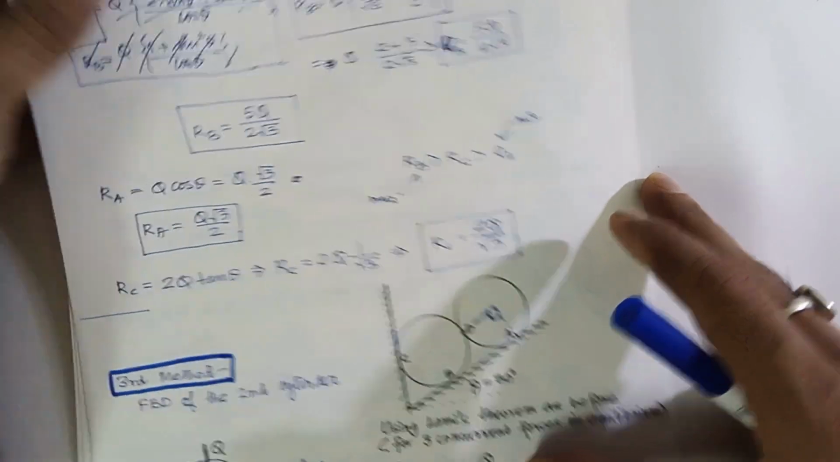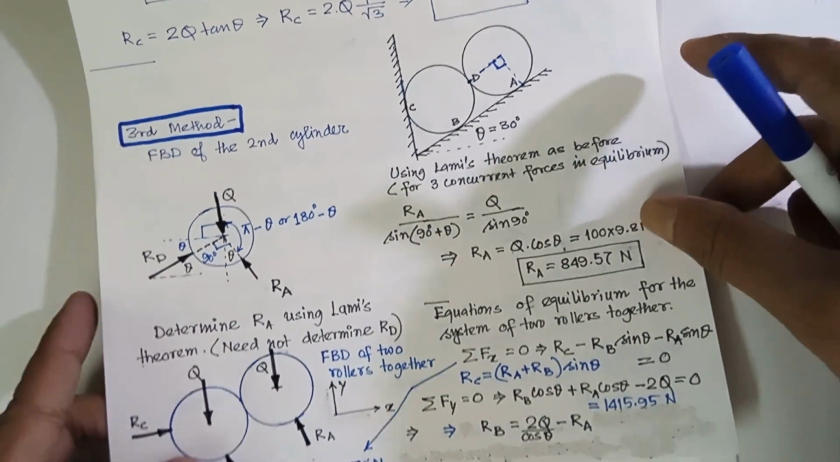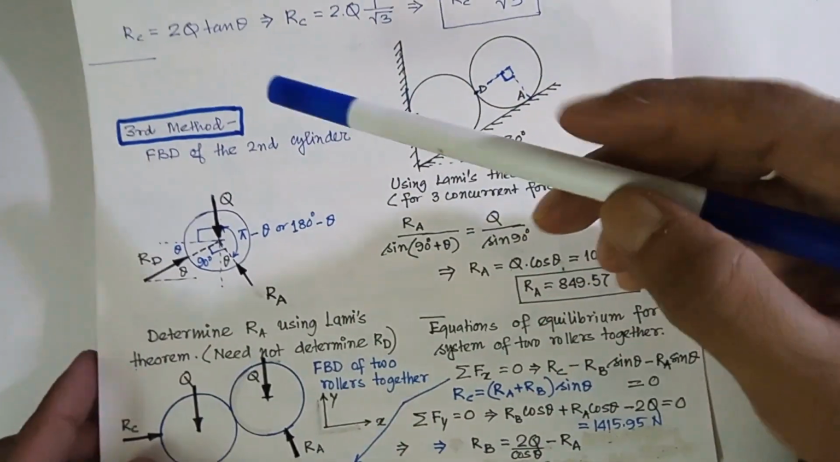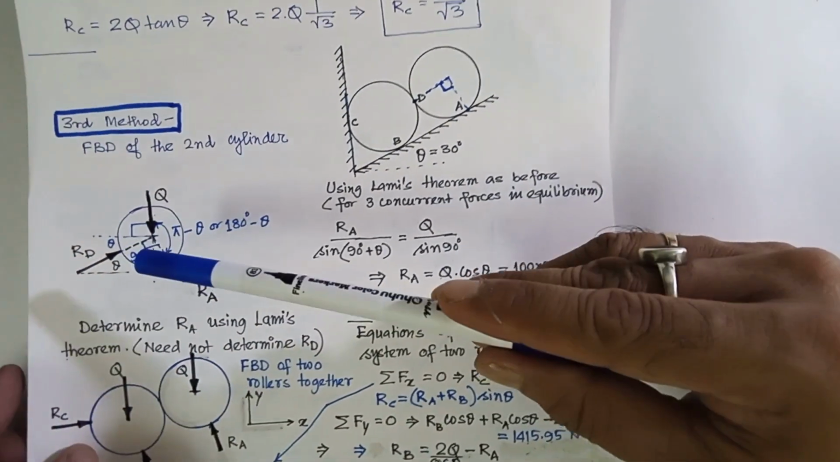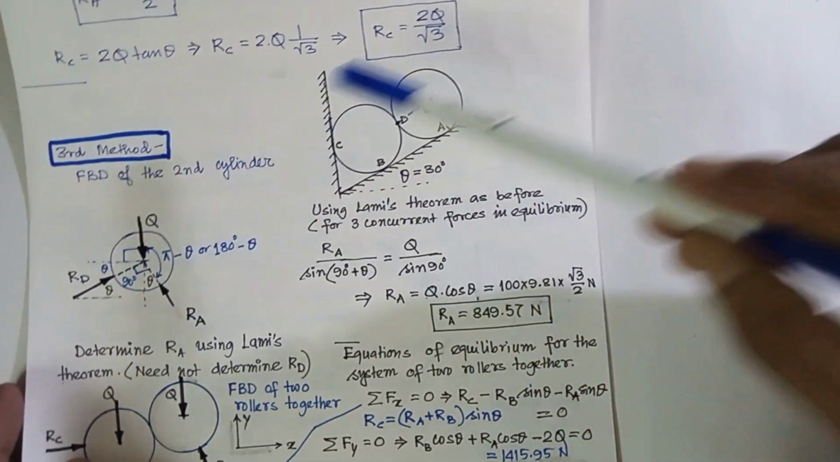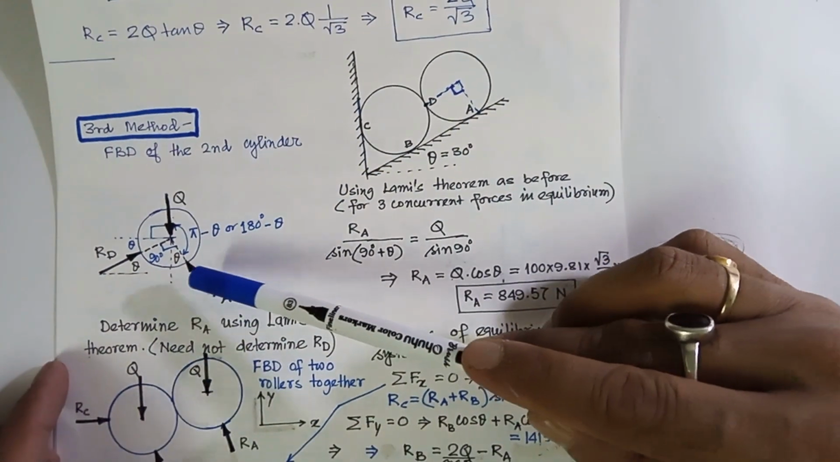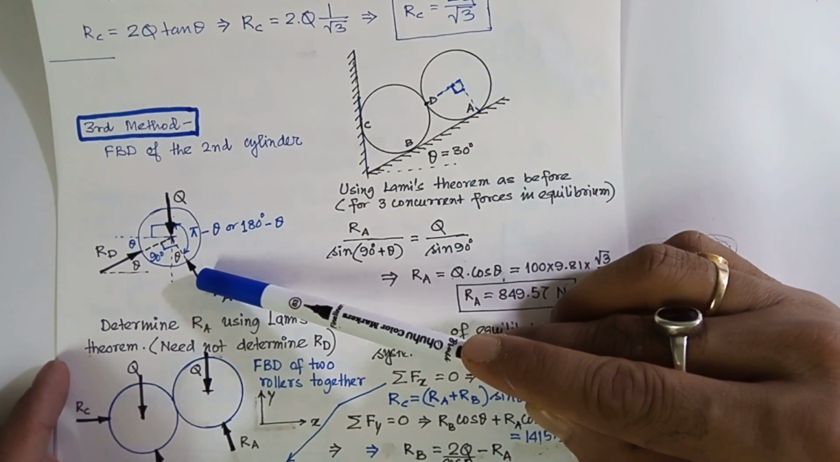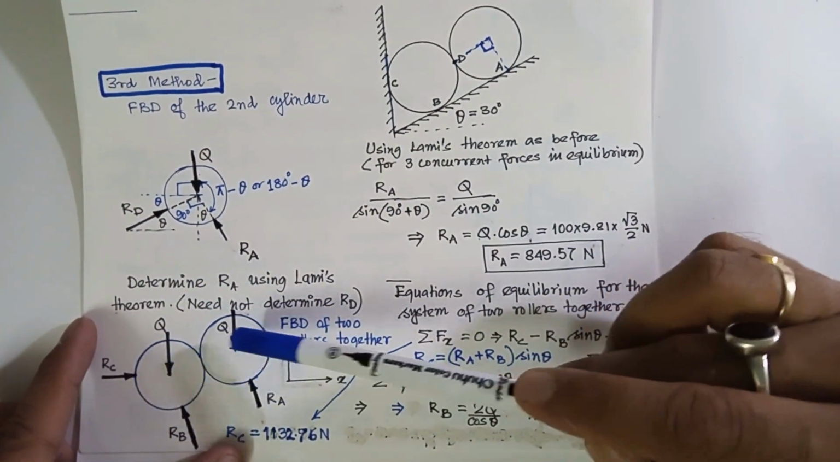In method 3 we have basically combined method 1 and method 2. See what we have done. In method 3 we have first drawn the free body diagram of this roller so that we can determine RA, but in the second case we have drawn the free body diagram of these two as a whole.